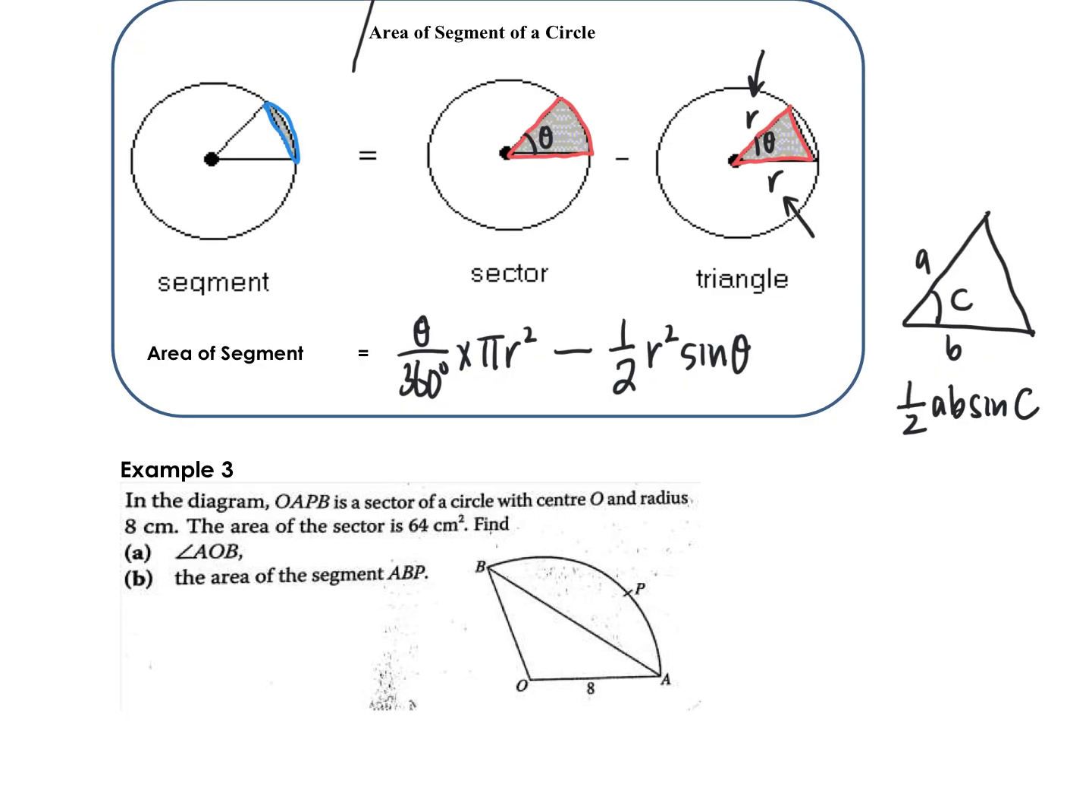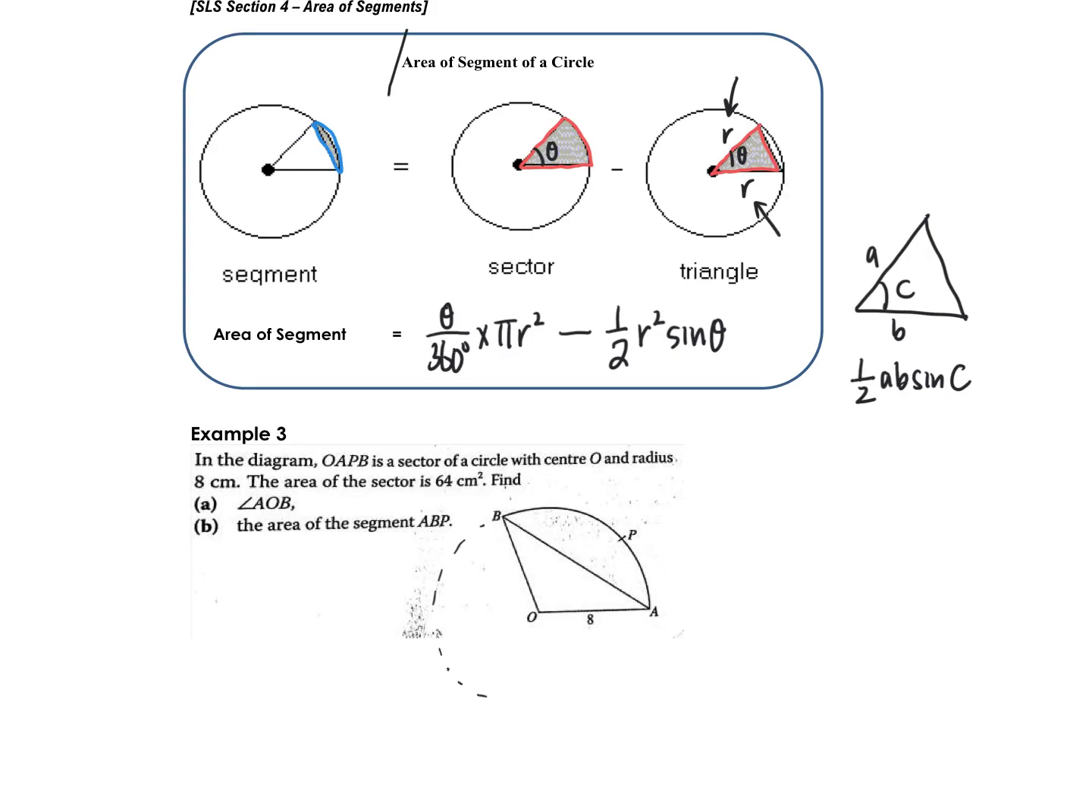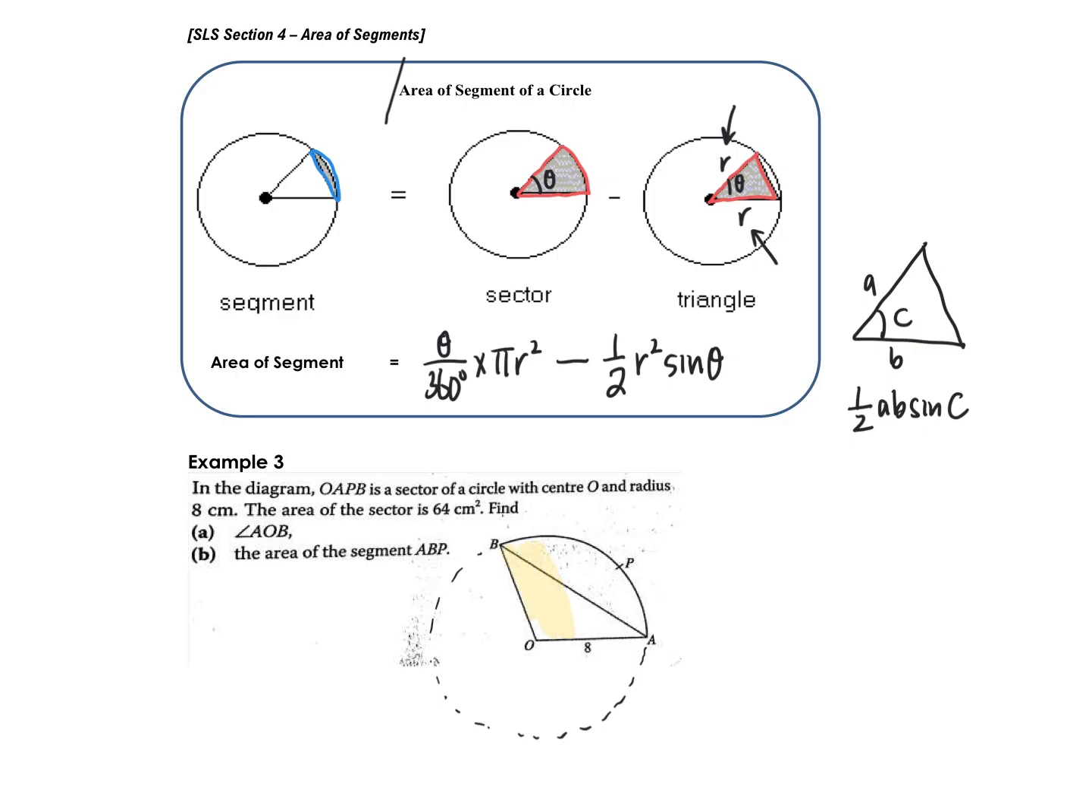So now example 3 says I give you a sector. So this is part of a circle. Okay, so this is the actual circle. It says I have a sector, the radius is 8, and the area of this sector, this whole slice, they tell you that it is 64. This whole piece is 64. They say, can you find what is this angle?